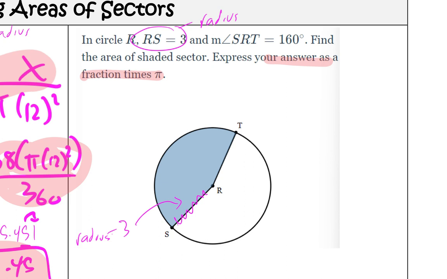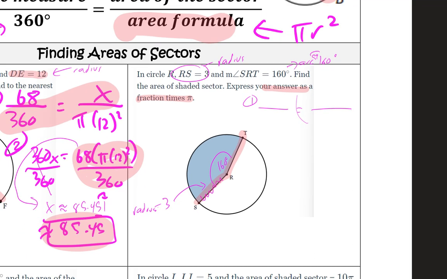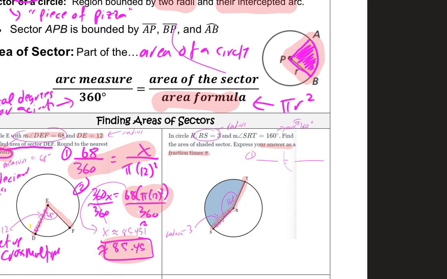SRT is 160 degrees. Okay, so that means the arc is also 160 degrees, right? The arc ST. Arc ST, right? So let's set it up, right? So first thing we're going to do is we're going to set it up just like that. So we said the arc measure goes on top, right? So arc measure goes on top. It says this is 160, so the arc measure is also 160 over 360.